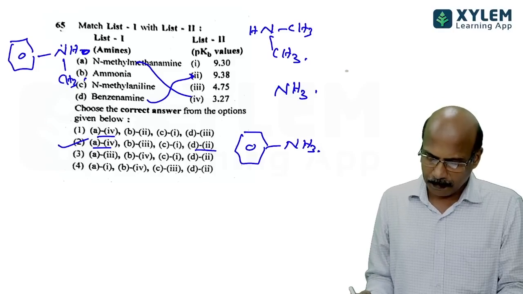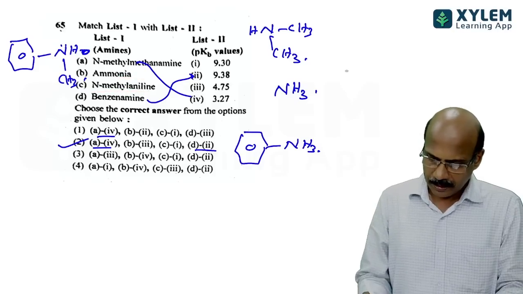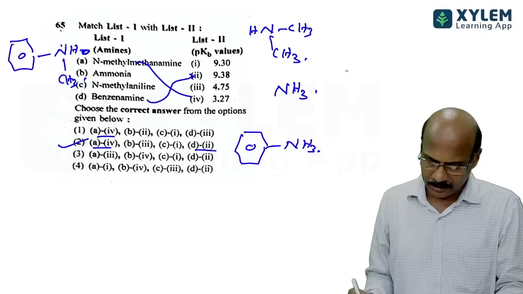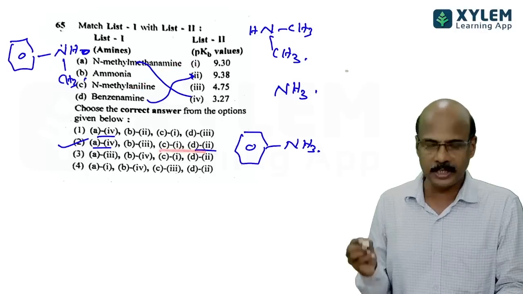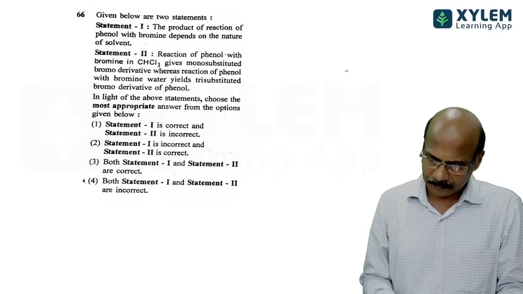What about the other part? You know, ammonia and N-methyl aniline etc. are considered. You know the benzenamine is 9.38, then 9.3 goes to what? 9.3 goes to N-methyl aniline. N-methyl aniline, that is C1. C1 is also here. Clear now? Now let me go to question number 66.